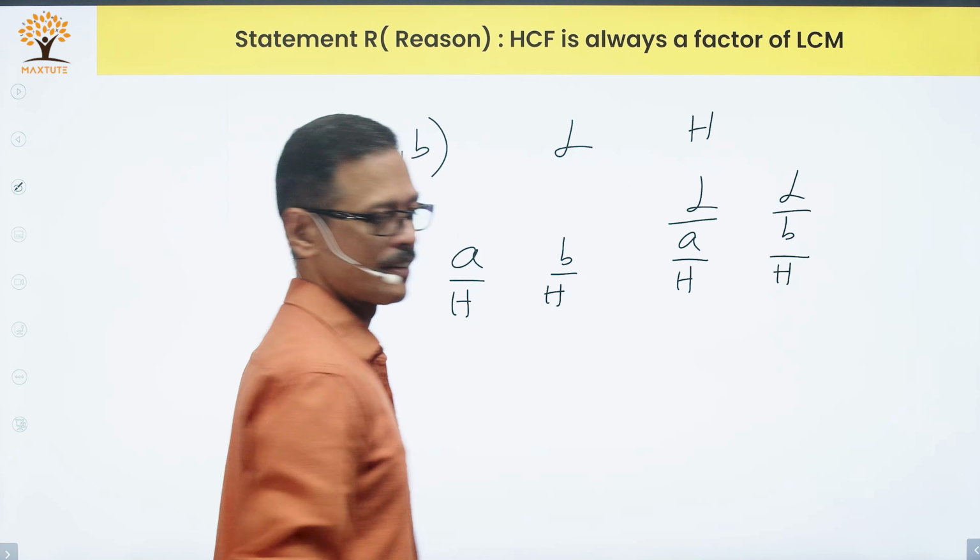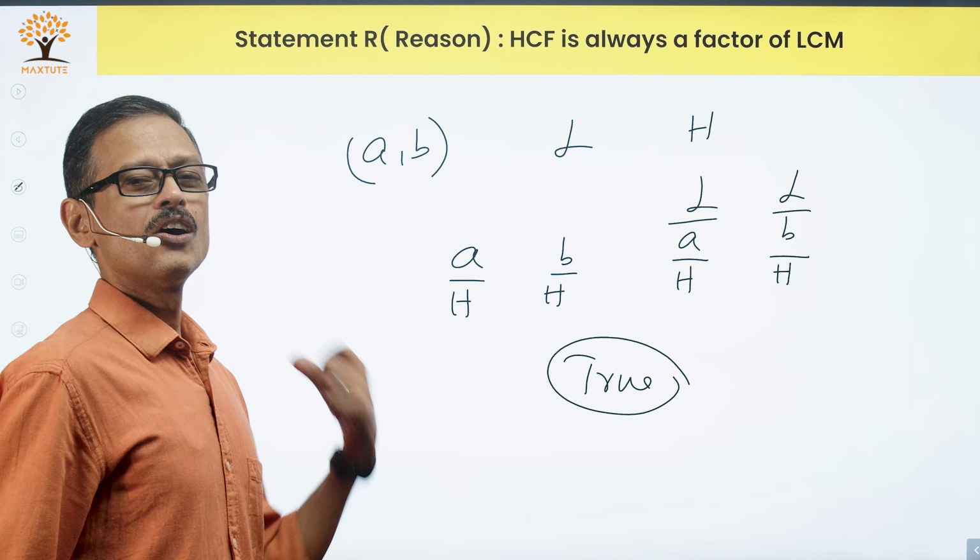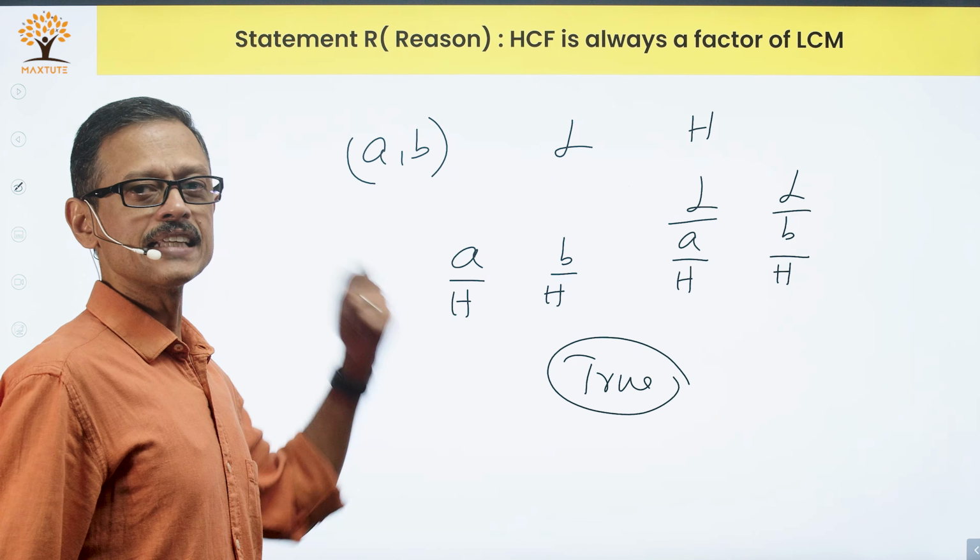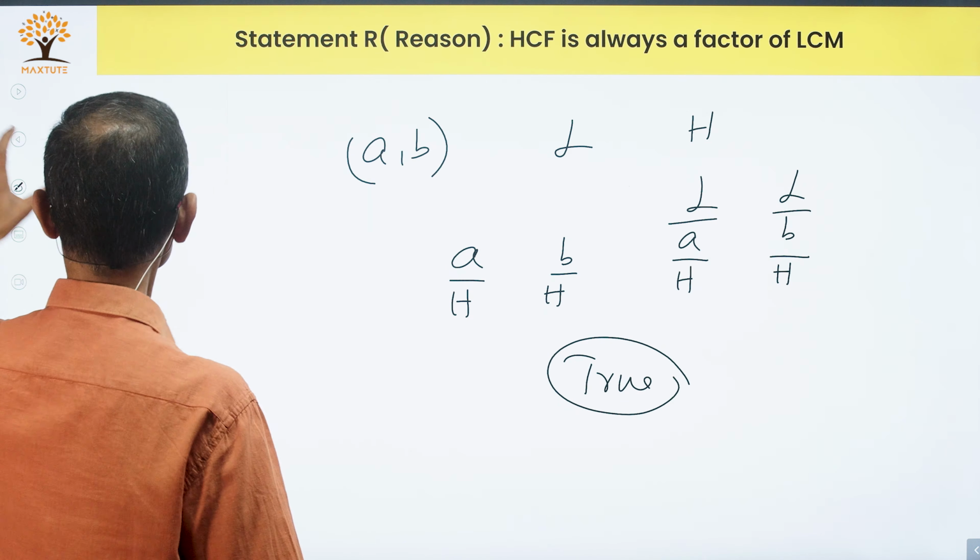This is also true. So the reasoning is true. Statement A is true. Statement B is true. All that we need to check is whether B is the reason for A. So we'll go back to our answer options. We'll rule out the case where it says the reasoning is false. This also can be ruled out.